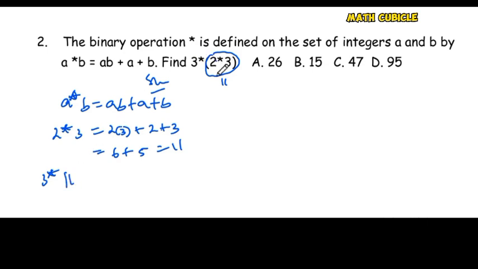We've replaced this with 11 because we've got 11 here. Now a here is holding 3, b here is holding 11. So anywhere we see a here we plug in 3, anywhere we see b we plug in 11. So this becomes 3 multiplied by 11 plus 3 plus 11. So this is 33 plus 3 plus 11, which is 14. So this becomes 47. 33 plus 14 is 47. So option C is our answer here.